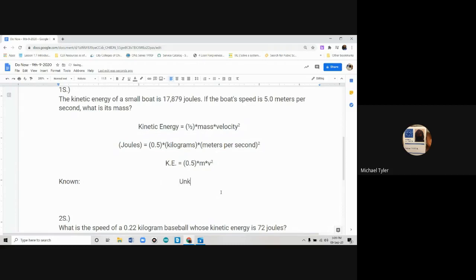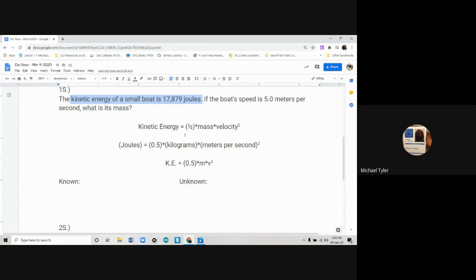What is unknown about this problem? This is how you should be thinking when you do physics problems. So to figure that out, we just need to look at what the problem gave us. Well, let's go slowly. The kinetic energy of a small boat is 17,879 joules.